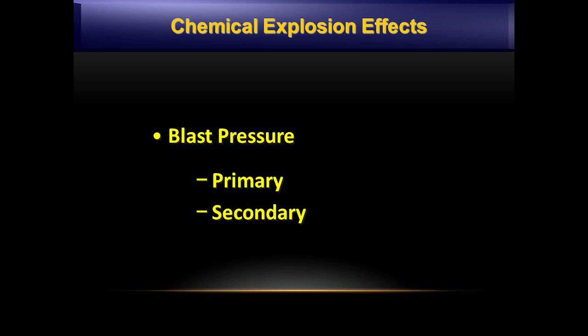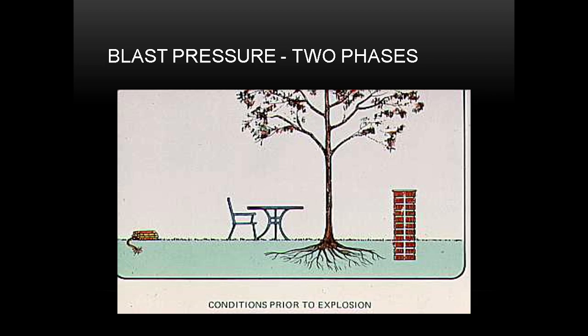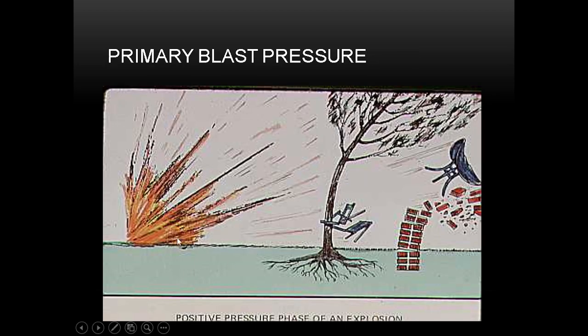So we have here the chemical explosion effects. We have the blast pressure. We have primary and secondary blast pressure. So we have here an image: the bomb on the left, a chair, a table, a tree, and a wall. This is prior to the explosion. Now, this is how your primary blast pressure looks. The bomb exploded and it threw the chair, the table, and it blew the tree and wall.